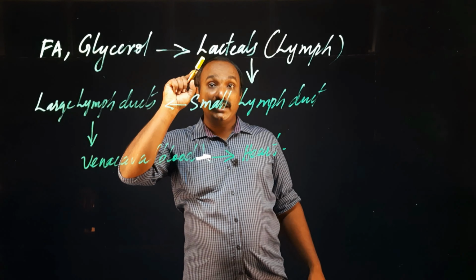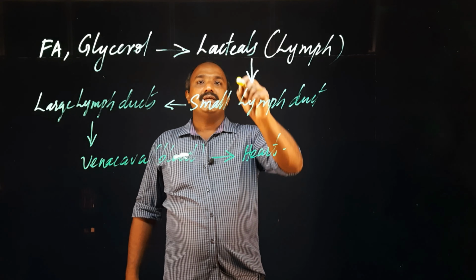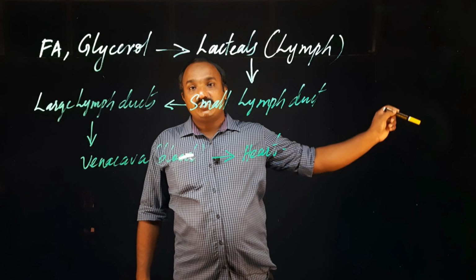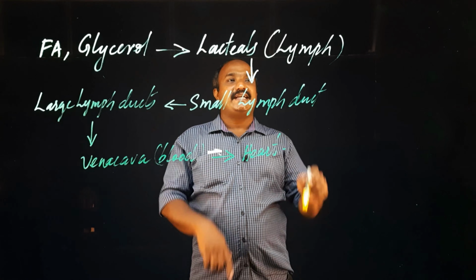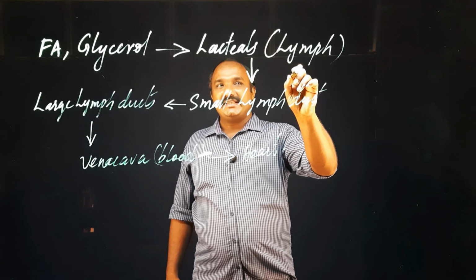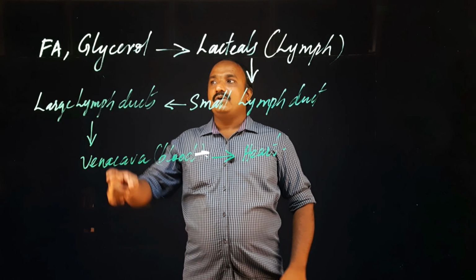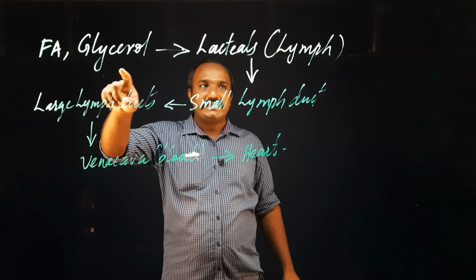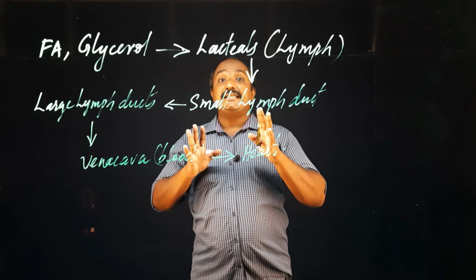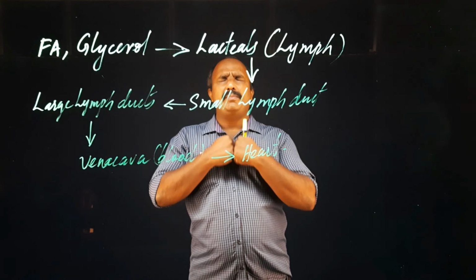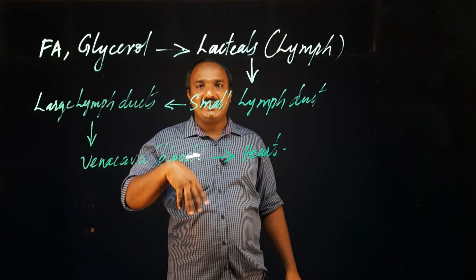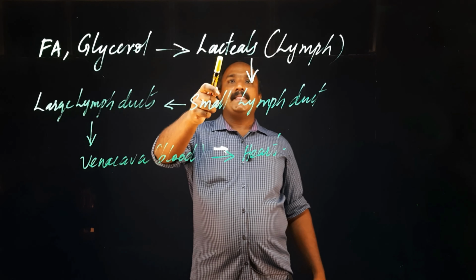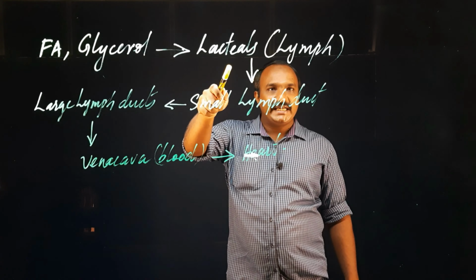It is the part of the lymph duct. Then capillaries contain what? Blood, and the lacteals contain what? The fluid part that is called lymph. So fatty acid and glycerol are absorbed into lymph. Then it should reach all cells of the body. That we are going to study. Listen very well. So it is directly absorbed into lacteals.